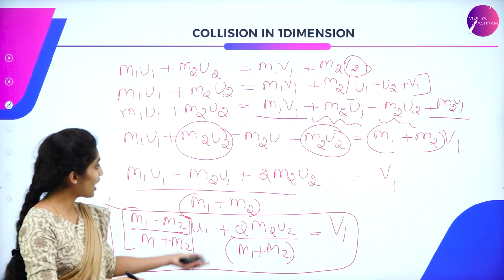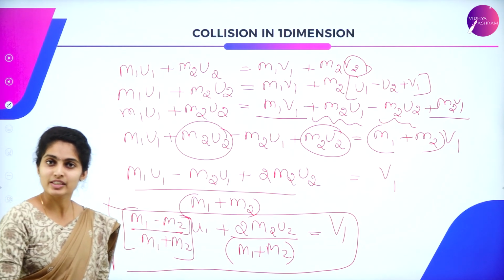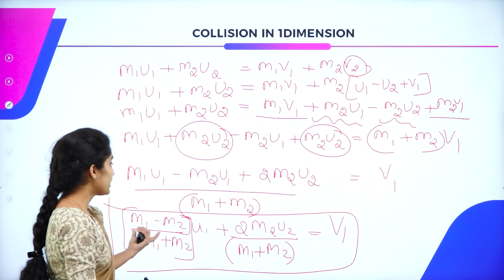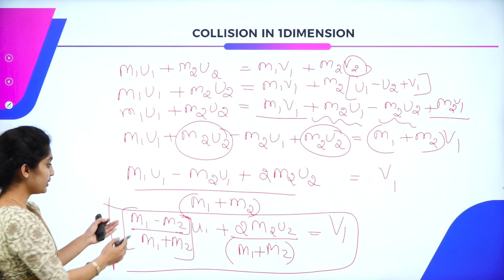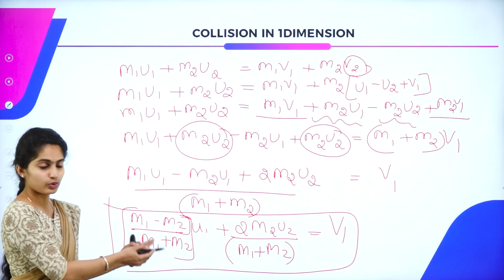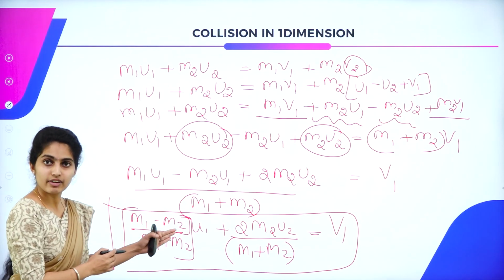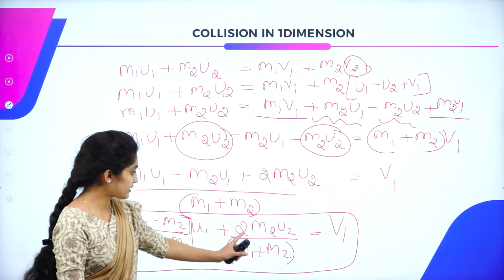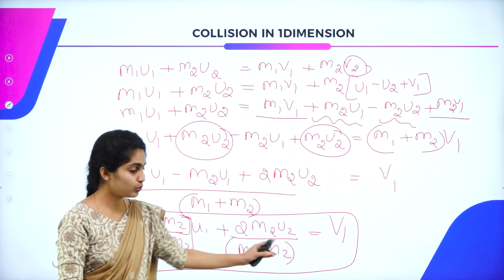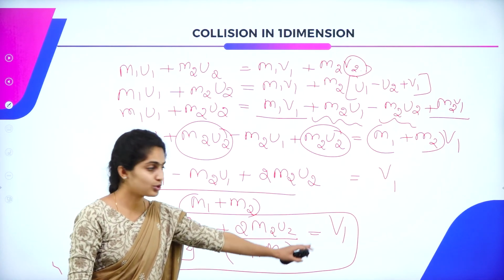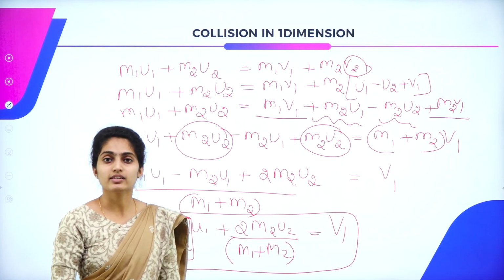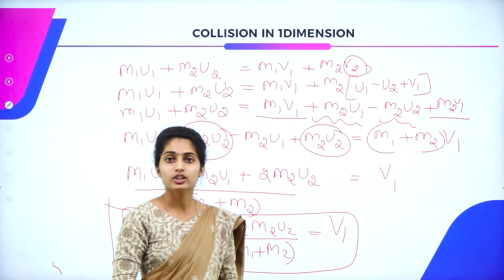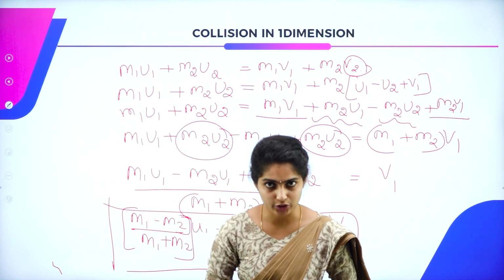In the same way, you can go with the velocity of the second particle, wherein in the place of 1 you will have 2. So V2 equals M2 minus M1 divided by M1 plus M2 times U1 as it is, plus 2 M1 U2 divided by M1 plus M2. That is how you get the second velocity. So this is all about the collision in one dimension.